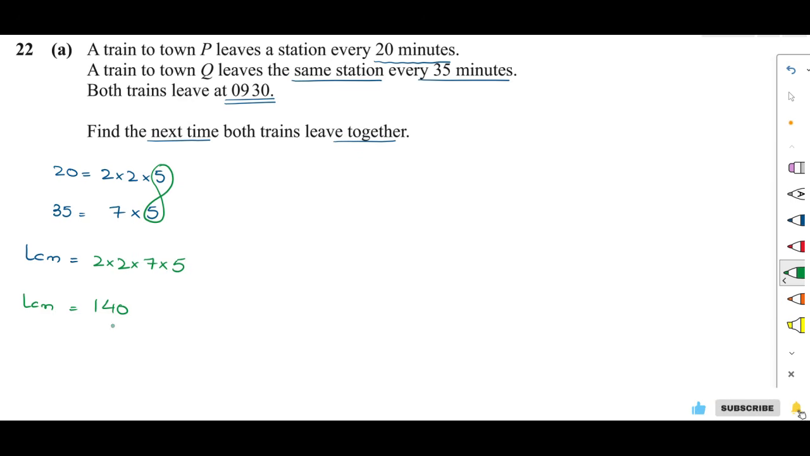Now we need to convert 140 minutes into hours, right? So 140 minutes to hours, what we need to do is we can do 140 divided by 60.